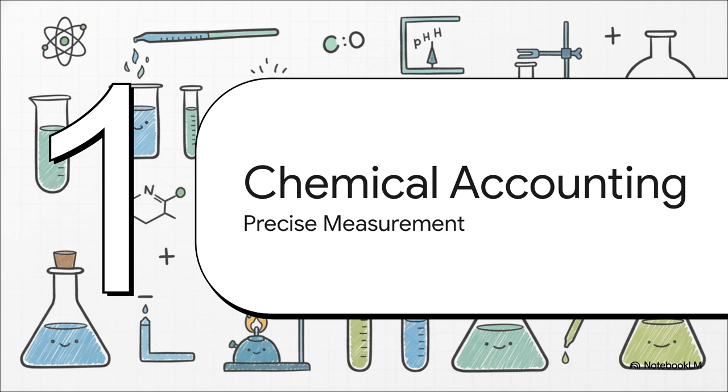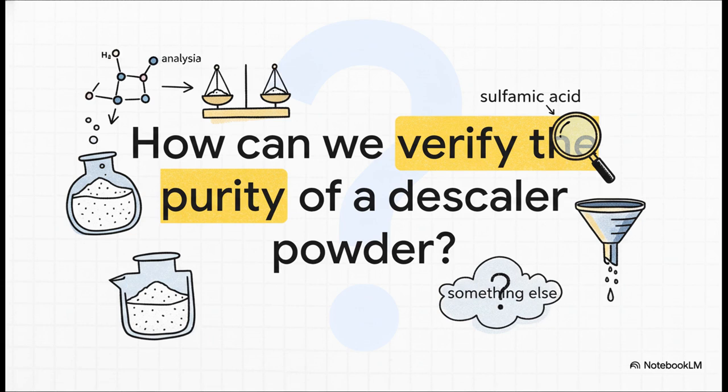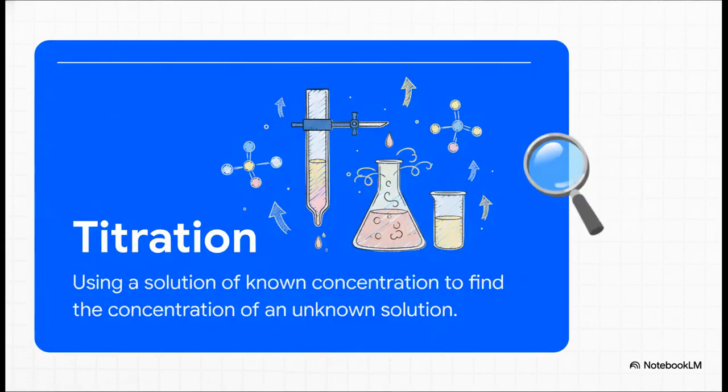It's how we meticulously take inventory of the molecules in a solution to find out exactly how much of something is really in there. So here's our mission. We've got a half-gram sample of this descaler powder. The challenge is to figure out what percentage of it is the actual active ingredient, sulfamic acid, and how much of it is just filler. So how do we solve this?